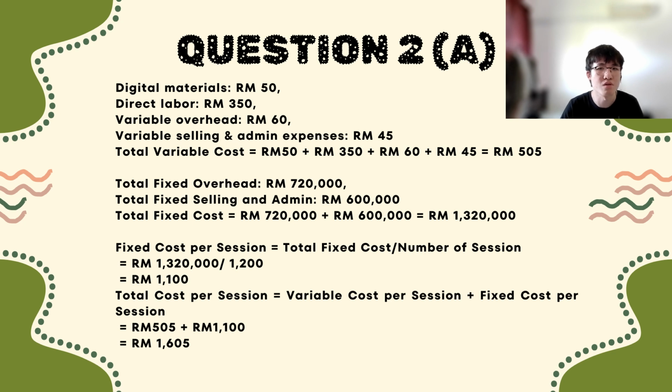Finally, to get the total cost per section, we simply add the variable and fixed components together. 505 ringgit plus 1,100 ringgit gives us a final total cost of 1,605 ringgit per section. That concludes part A.